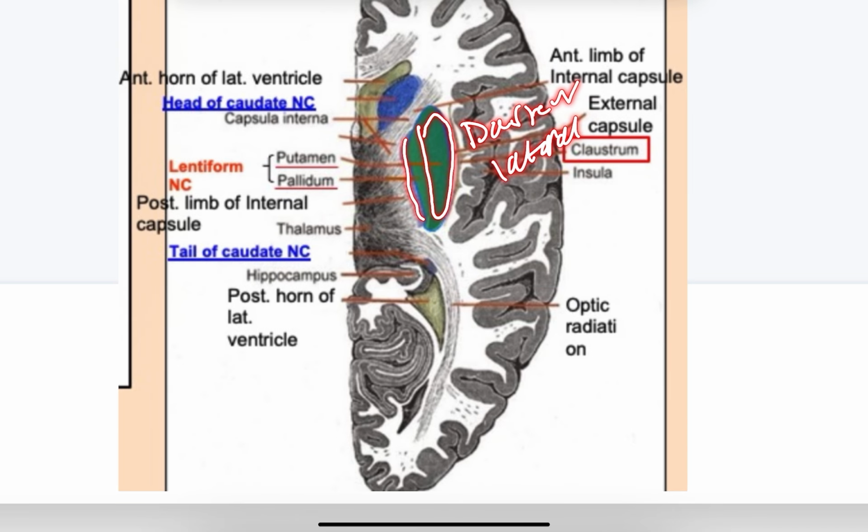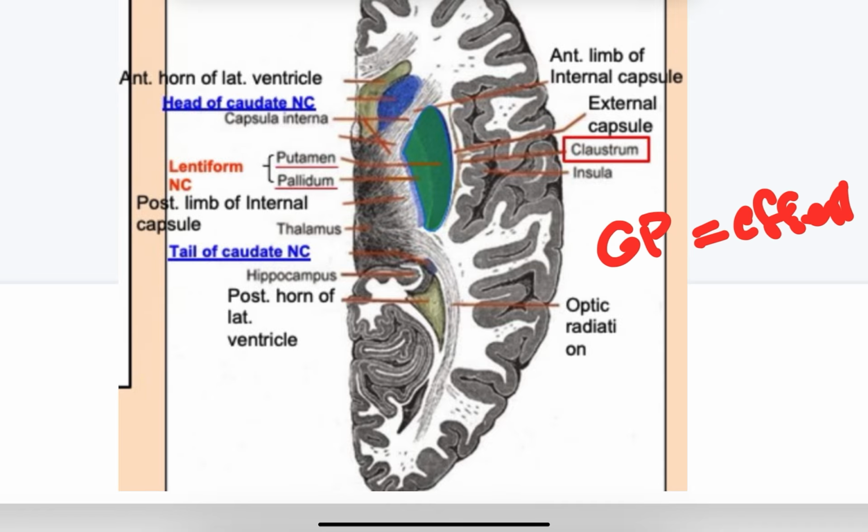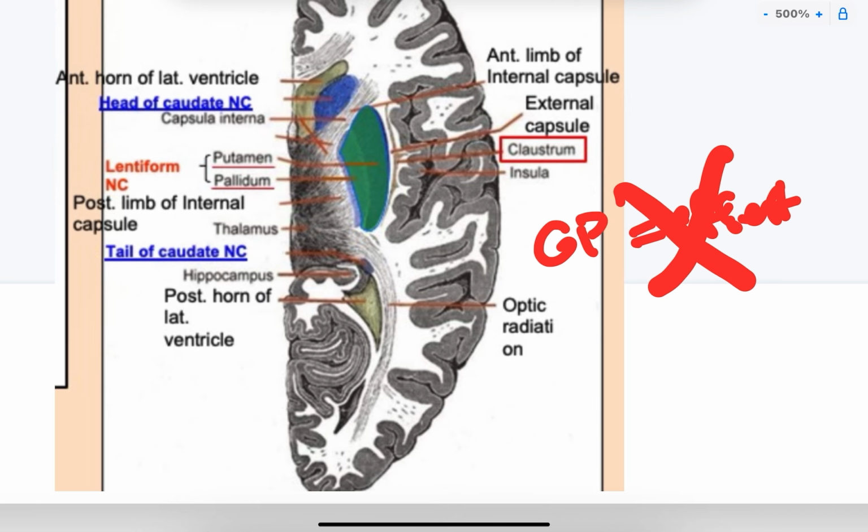The second part of the lentiform nucleus is the globus pallidus, the GP, which is pale, and its medial part. The globus pallidus is important because it is the efferent or the output part of the basal ganglia. So we call the globus pallidus the efferent part of the basal ganglia. If the globus pallidus, for example, degenerates, what will happen?